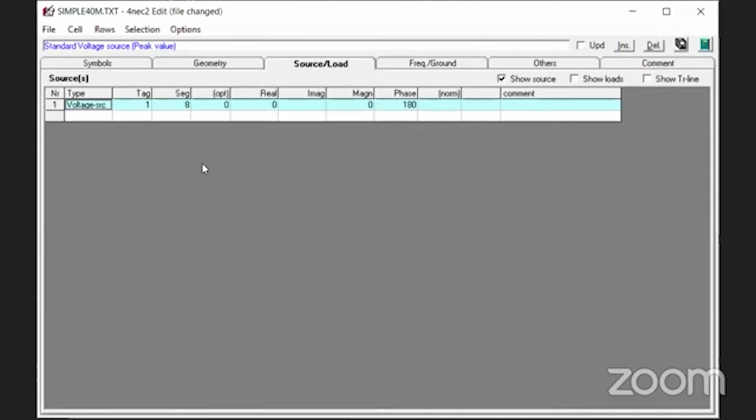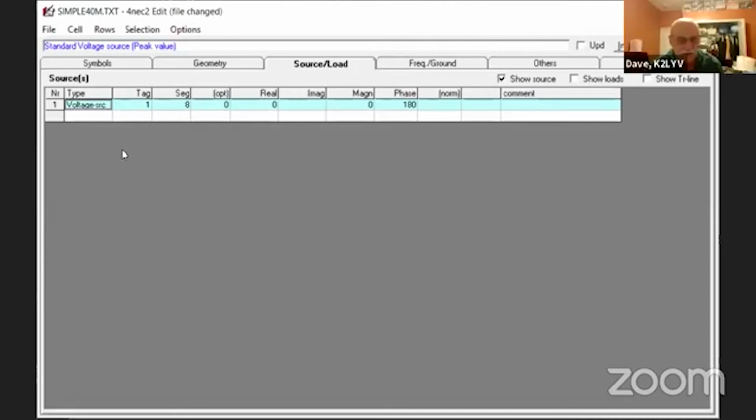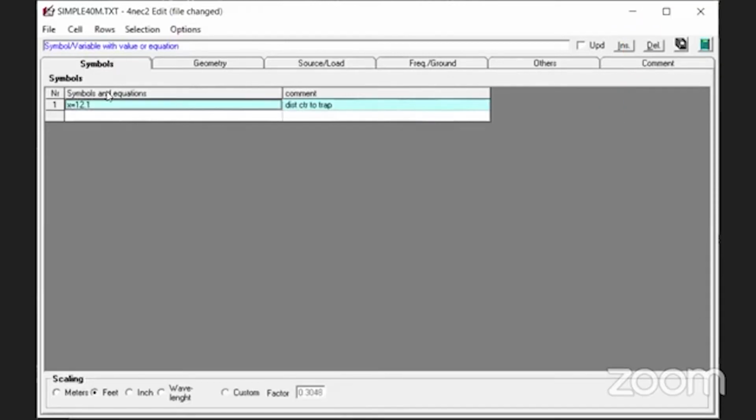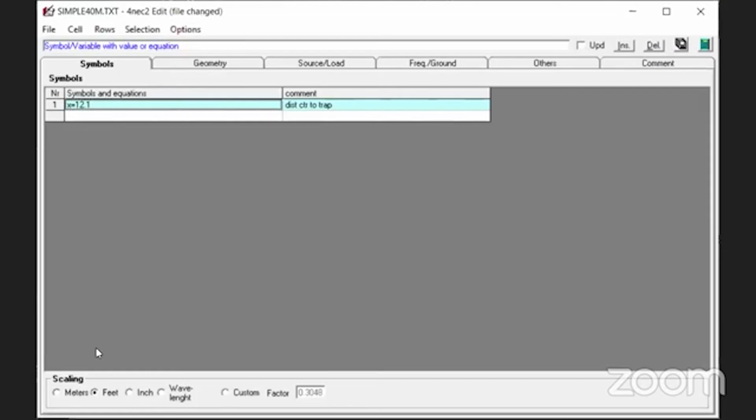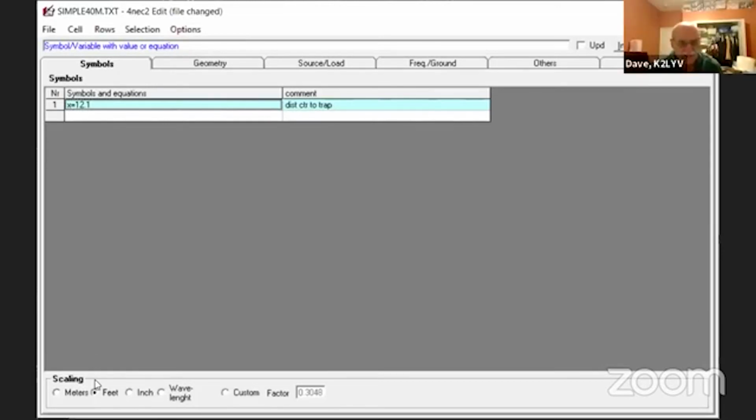Right. One other thing that has tripped me up time and again, over here in this tab that says symbols, there's a little thing down at the bottom that says scaling. 4NEC tends to come up in meters, and so you need to click this on feet.